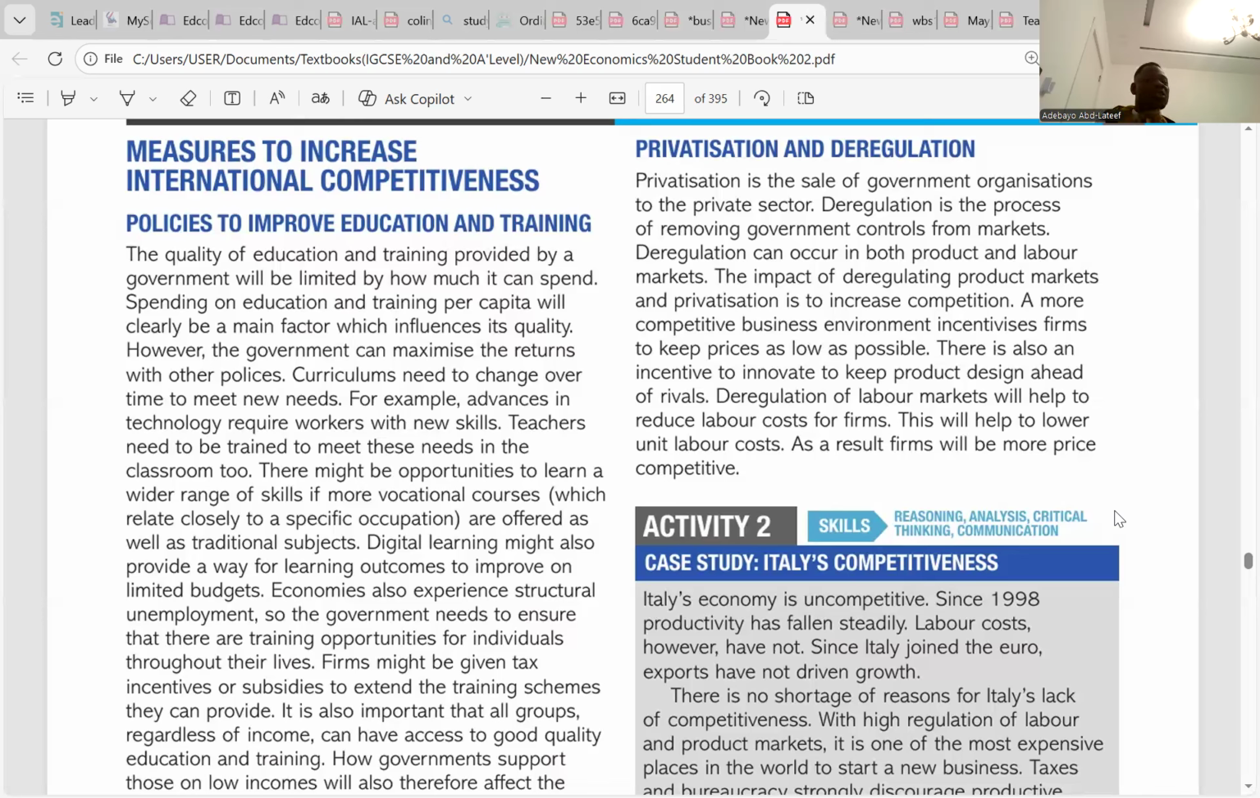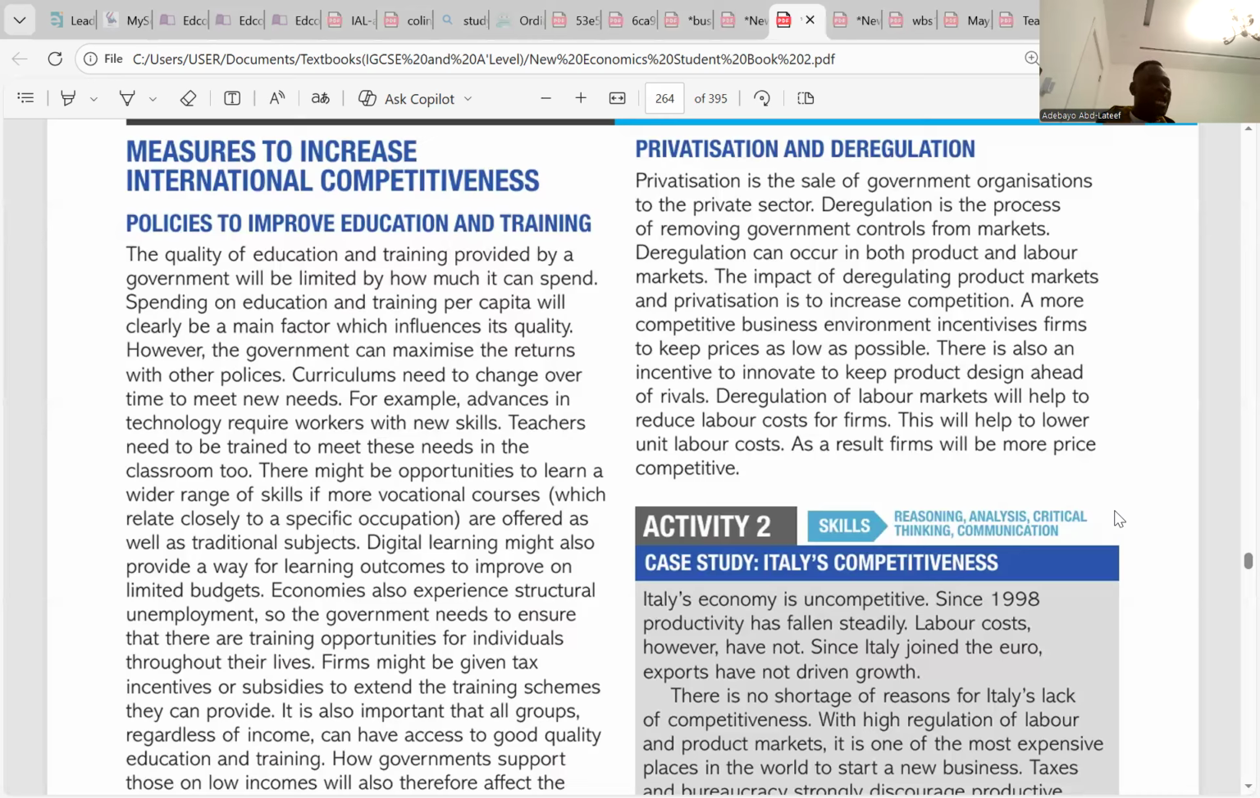So that's why they said the quality of education and training provided by government will be limited by how much it can spend. So the constraint is about how much is available in government budgets, how much is being apportioned from the government budget on education. That is the point they're making here. Do you get it? So, spending on education and training per capita will clearly be a main factor which influences its quality. However, the government can maximize the returns with other policies.